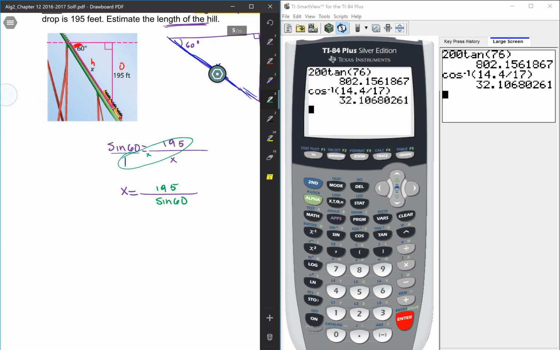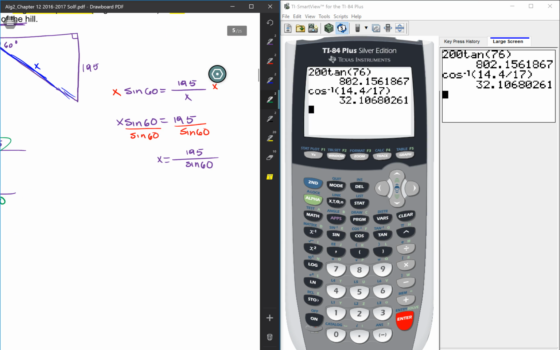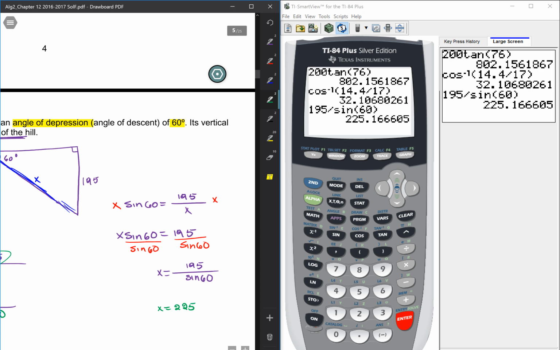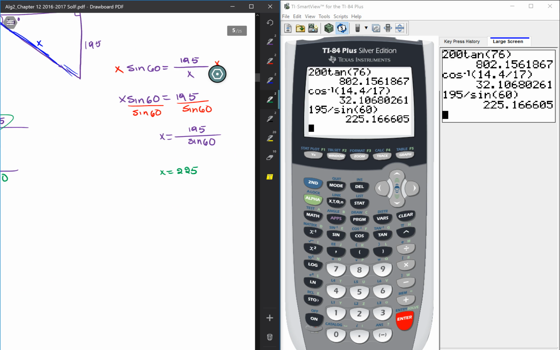Well, now we're going to plug it in. Notice I didn't use my calculator for any of the intermediate steps. The more rounding you do within the problem, the more and more inaccurate your answer will be. Okay? So 195 over sine of 60. How much is that? It doesn't say round, it says estimate. So it's 225.17. And you know what? I'm just going to round approximately to 225 feet. You have to put units, otherwise it makes no sense.